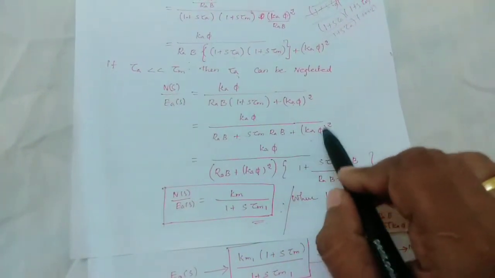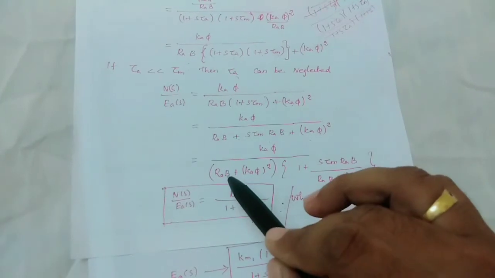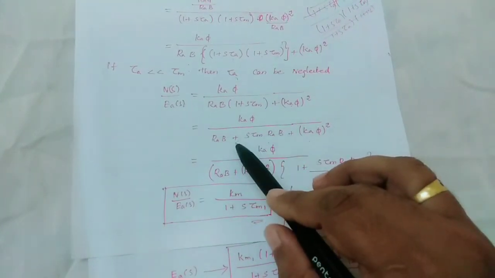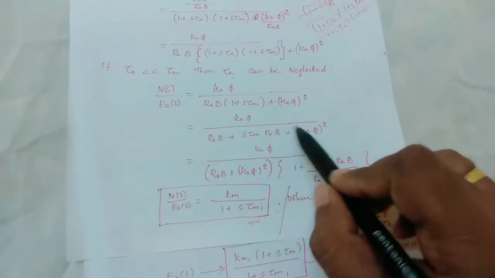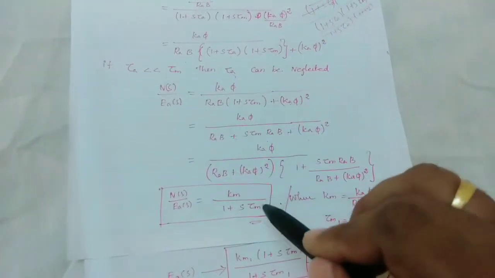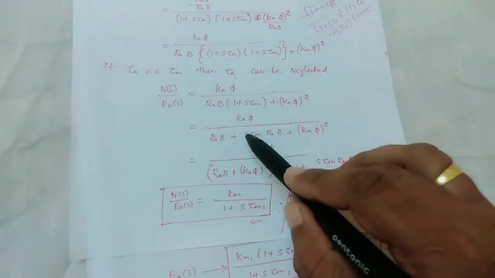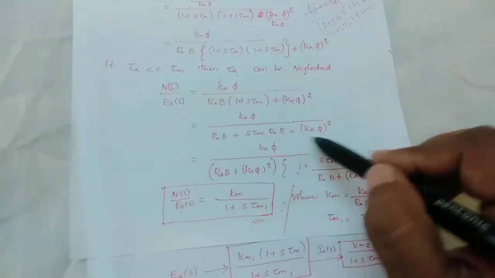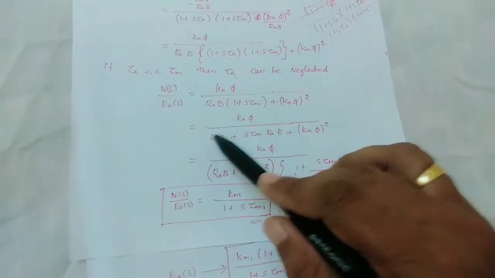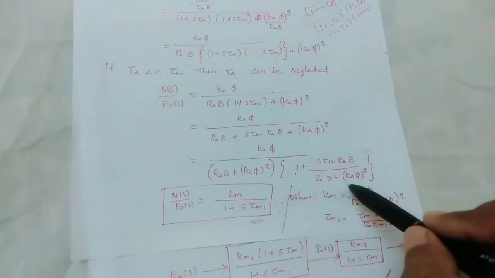From this equation we are taking RAB plus Ka pi in out. So these two terms will be considered as 1. So 1 plus the remaining s tau M RAB. So we are taking RA Ka by the whole square as output, so this term will be the denominator.